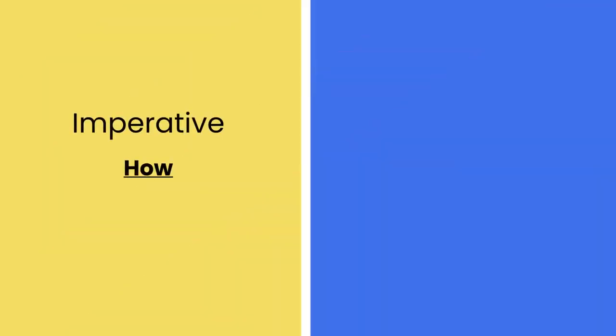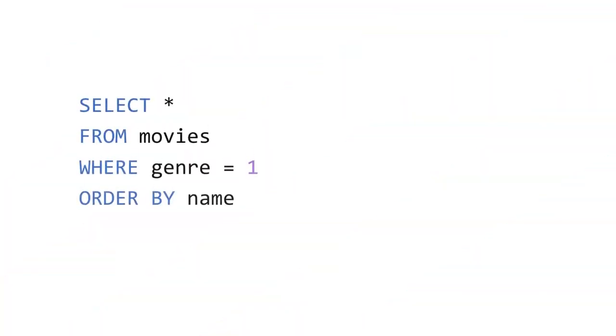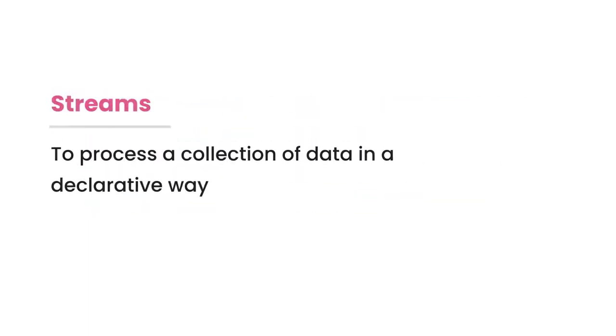In contrast to imperative programming, we have declarative programming where we express logic in terms of what needs to be done as opposed to how it should be done. For example, SQL is an example of a declarative language. We write a query to express what we need to get from a database, but we don't write the actual logic for pulling out data and filtering it. Now, streams were introduced in Java to allow us to process a collection of objects in a declarative or, more accurately, functional way. Functional programming is a special type of declarative programming, but it brings some additional concepts.